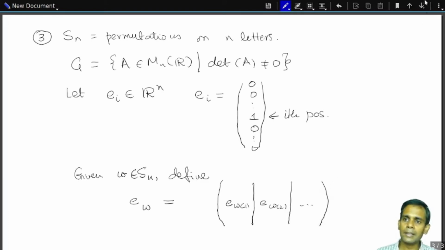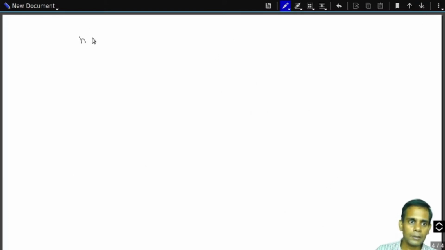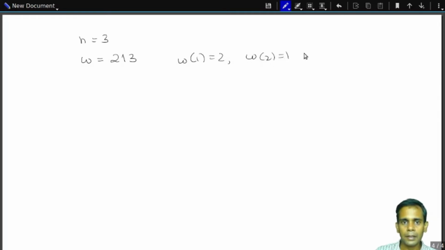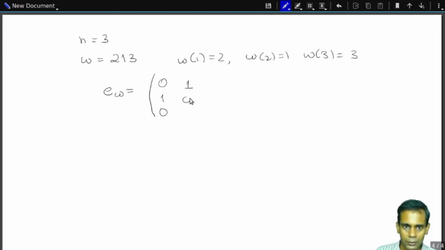Okay, so let's just take an example here. So take n equals 3. Take w to be the permutation 2, 1, 3. So that means w(1) is 2, w(2) is 1, and w(3) is 3. Then what is E_w? E_w is the matrix whose first column has 1 in the second row, the second column has 1 in the first row, and the third column has 1 in the third row. Okay, so I claim that this is a group homomorphism.